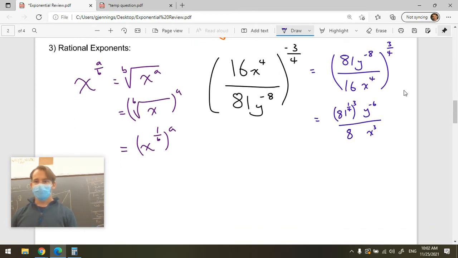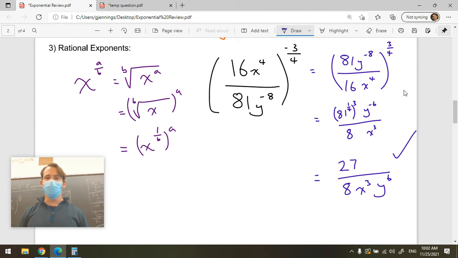Yeah. Now, so this is equal to 27. Y to the negative 6 goes to the bottom, so that's 8 x to the 3, y to the 6. Can't be reduced. Okay. I hope that's okay. More questions about this stuff?